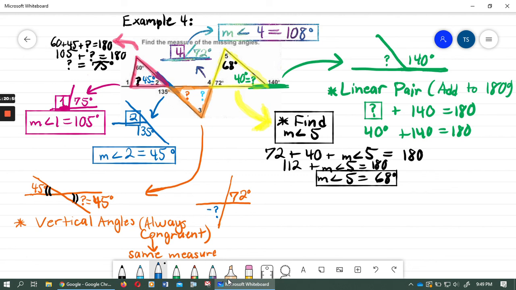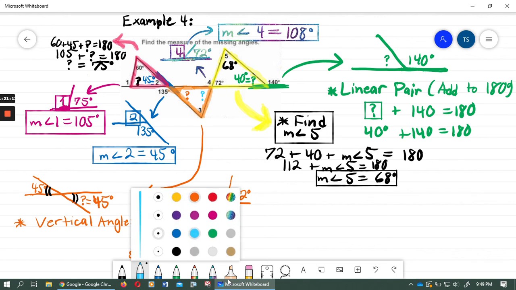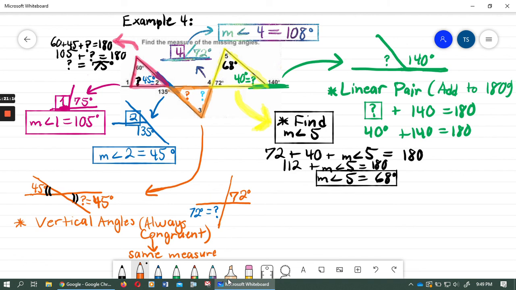So this angle has to be 72 degrees right here. So folks, we have found both of these angle measurements in this triangle. But again, folks, we are not done. We are definitely not done, okay? Because we haven't found the measure of angle 3 yet, which is why we're doing what we're doing right now, so that we can find the measure of angle 3.